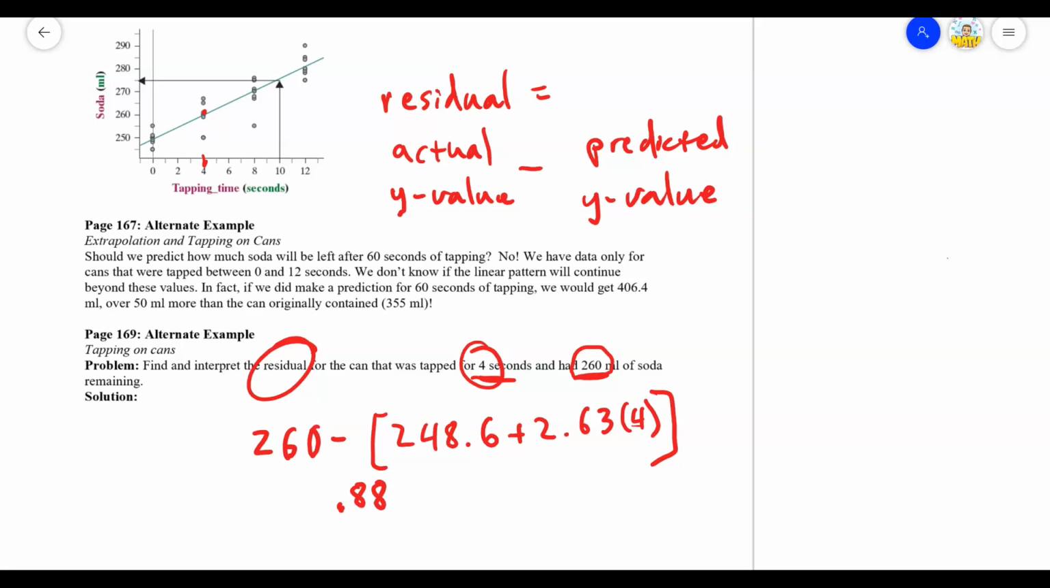So think about it. If a residual lives above the least squares line, it means our prediction was too low. If the residual lives below the least squares line, it's going to be negative, and it means our prediction was too high. Okay, so just some important things to think about when we're considering residuals. So that's just calculating the residual.